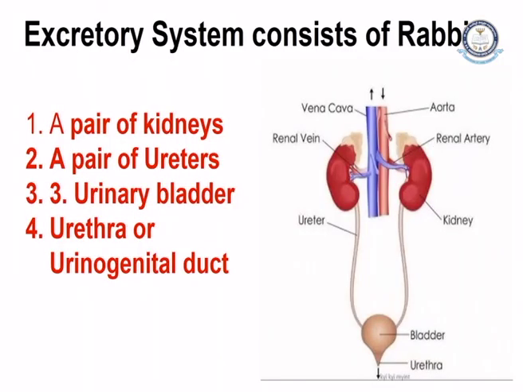Knowing about the excretory system is important in animal physiology. The excretory system of rabbit consists of a pair of bean shaped kidneys, a pair of ureters, urinary bladder, which is storing the urine, and urethra or the urinogenital tract. So these are the four major components of the excretory system.